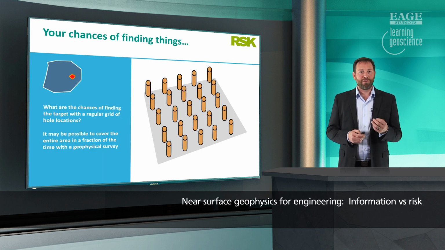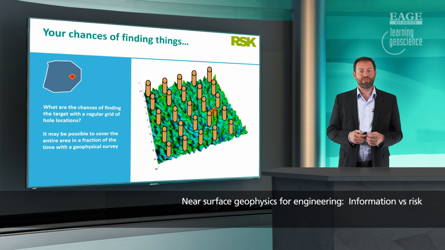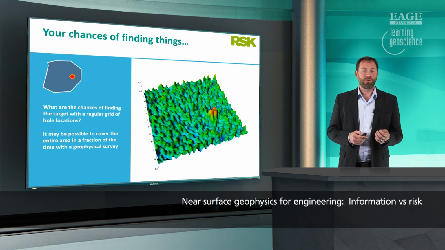So more seriously then, geophysics is a way of finding things across a site that might elude you if you just rely on intrusive investigations. What are the chances of finding a target, say with a regular grid of hole locations? If the target is relatively small, you need a very high number of holes, and you'll need to cover the whole site if what you're trying to prove is that that feature isn't present. If that feature represents something which would be visible to a geophysical instrument, then you can simply apply the geophysical technique across the site, identify the anomaly, and then just do one hole to confirm that that anomaly is relating to the feature that you are looking for.